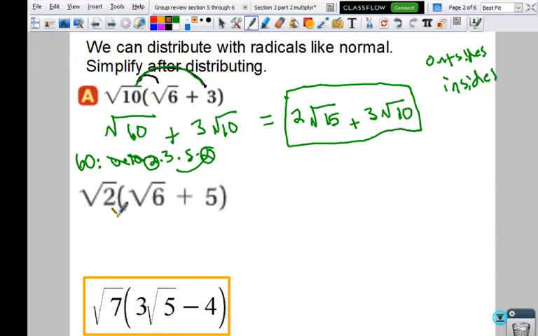Alright, so let's do this next one here. I got to distribute. Square root 2 times square root 6 is going to be square root of 2 times 6, which is square root 12. And then I'm going to go plus the next one on here. 5 is an outside, 2 is an inside, so I just have 5 square root 2.